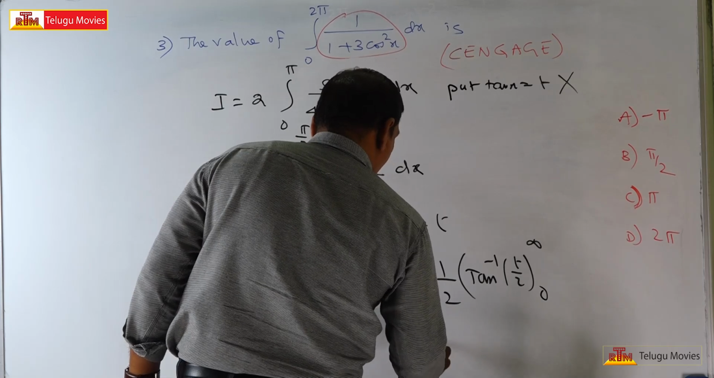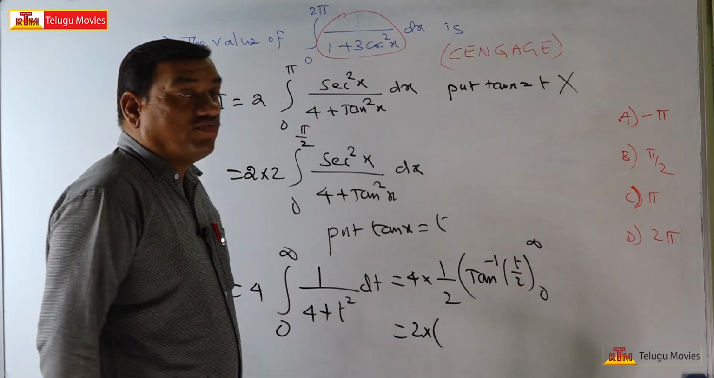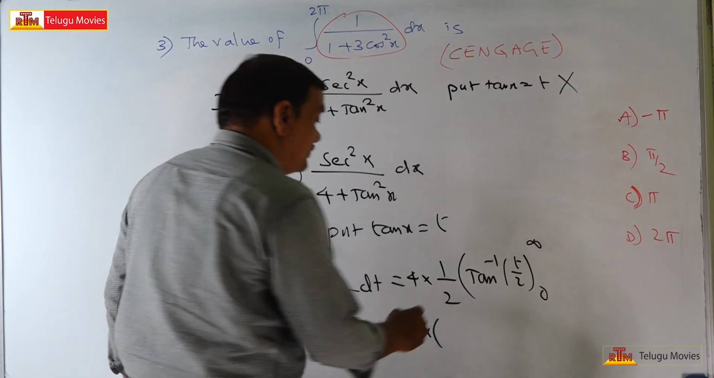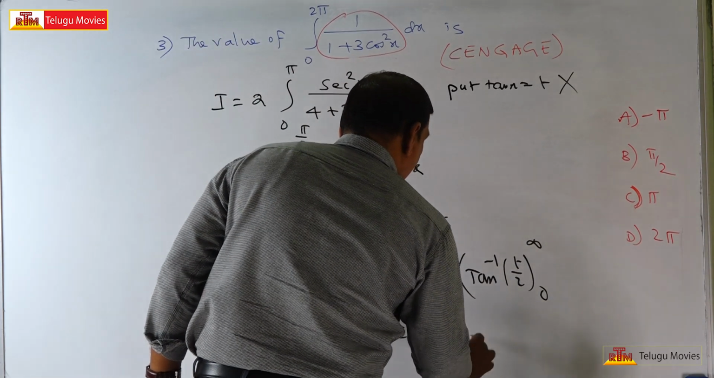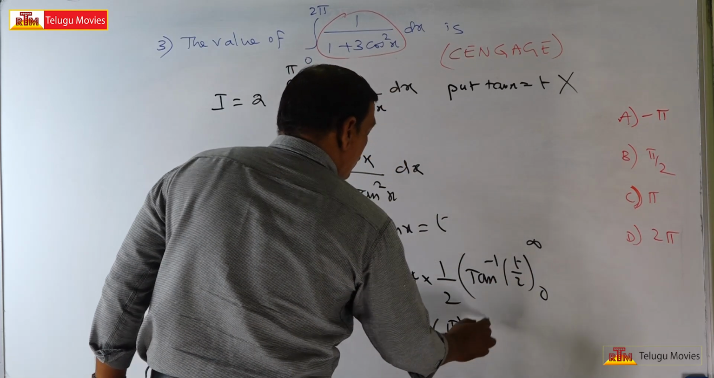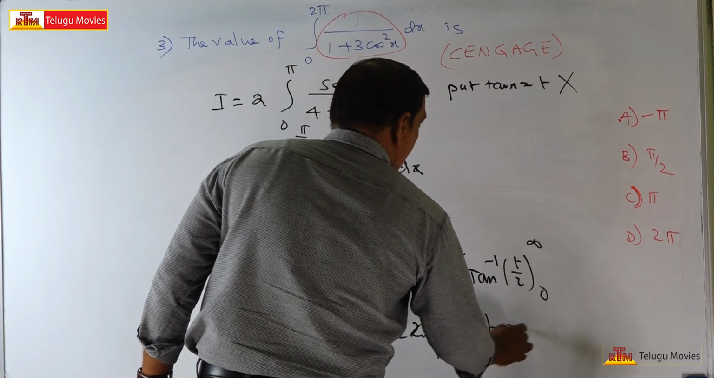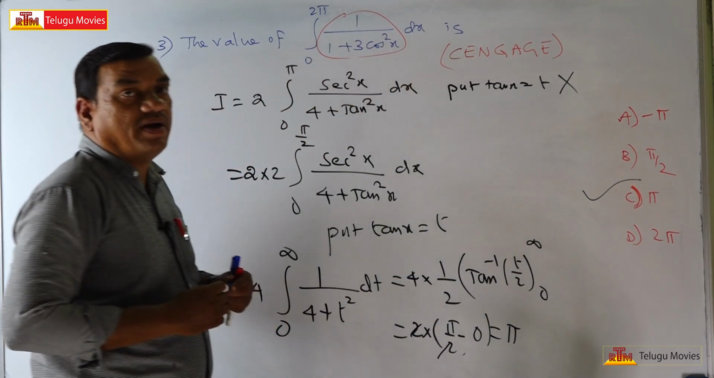So this is equal to 2 times tan inverse of infinity. Tan inverse of infinity means what? How much? Pi by 2. So this is pi by 2 minus tan inverse of 0, which is 0. So if you observe, the 2 will get cancelled. Pi is your answer.